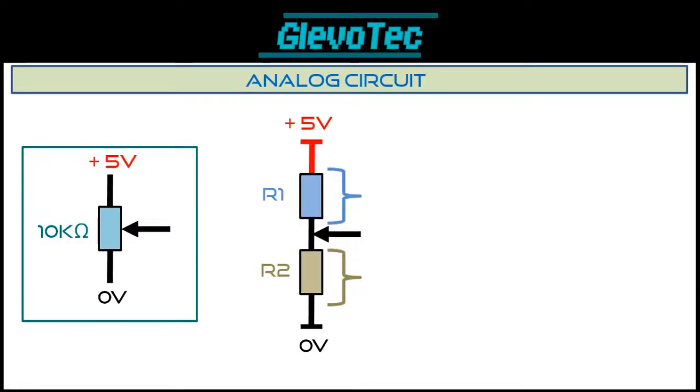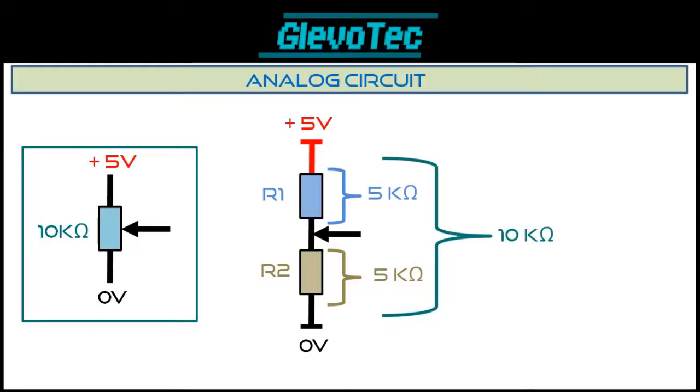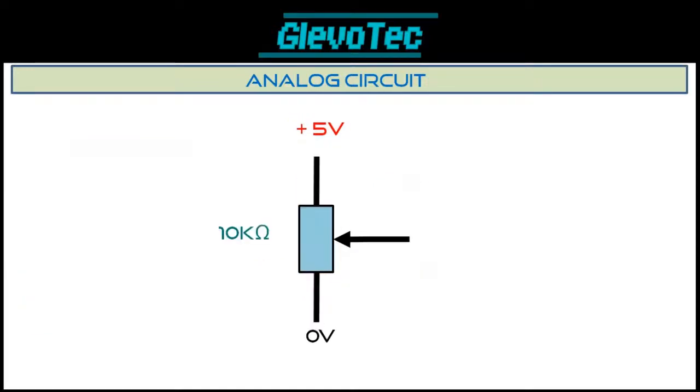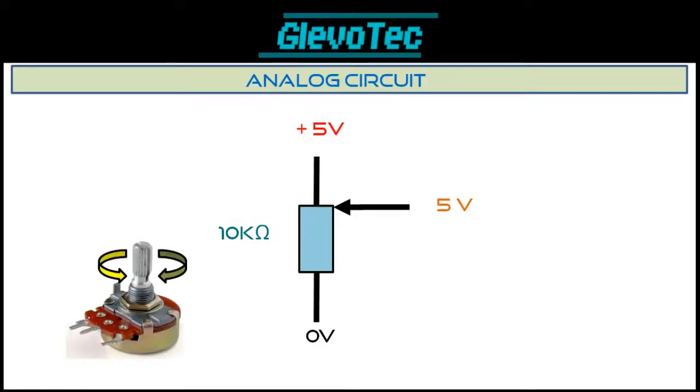If, however, we set it exactly in the middle, the two resistor values are both 5 kilo ohms, while the total still remains 10 kilo ohms. That means the voltage will divide itself at 2.5 volts per resistor. So, the middle point level is set at 2.5 volts. This way, we can set the voltage anywhere between 5 volts and 0 volts by moving the dial between the upper and lower position.